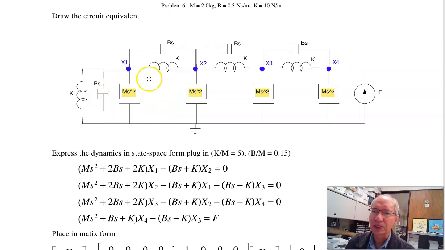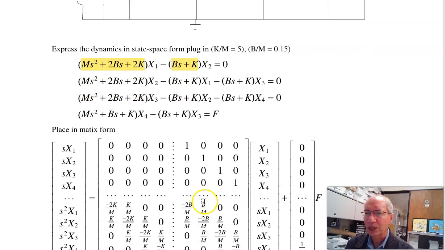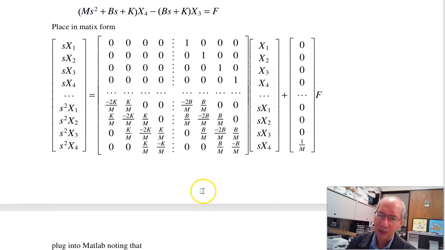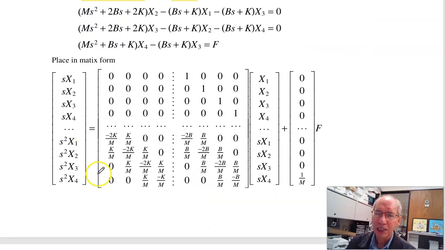Write the node equations. At mass 1, all the admittances attached to the node times x1 minus the admittances between 1 and 2 times x2 is the current to the node. Node 2, node 3, node 4. Throw it in matrix form. Again, it's kind of a check. This is the spring matrix. It's a function of k's. Here's the friction matrix, function of b's. Negative on the diagonals.